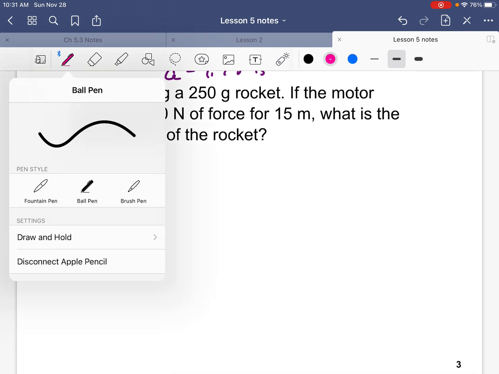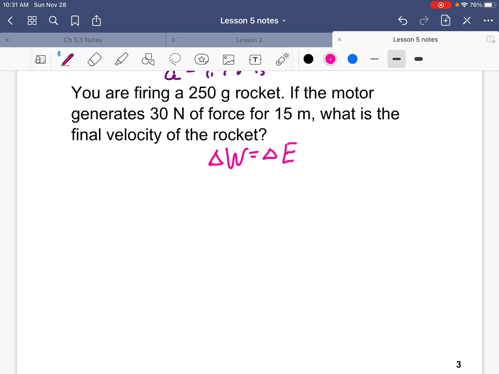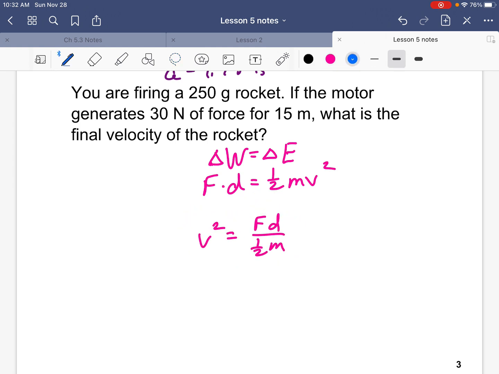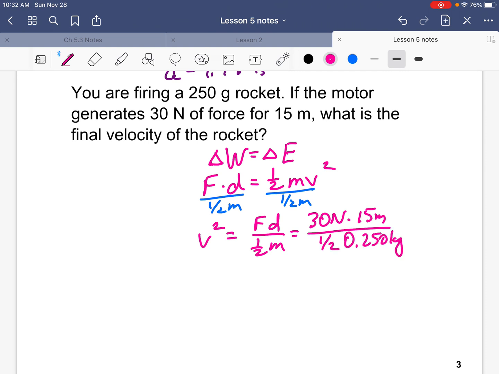Well, work done. Changing work is changing energy. Force times distance is 1/2 mv squared. So we're solving for velocity. So velocity squared equals force times distance divided by 1/2 the mass. Divide both sides by 1/2 mass. Now, that's 30 newtons of force times a distance of 15 meters divided by 1/2 the mass, 0.250 kilograms. Plug that into the calculator. That's 3,600 meters squared per second squared. Square root that. Velocity is 60 meters a second.